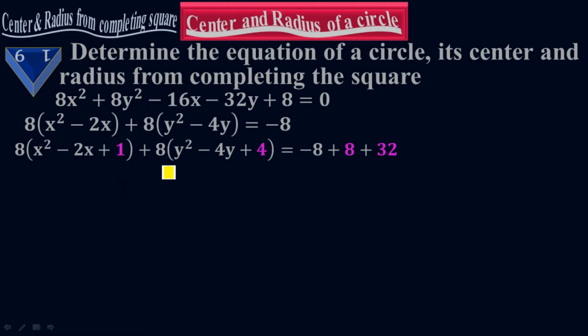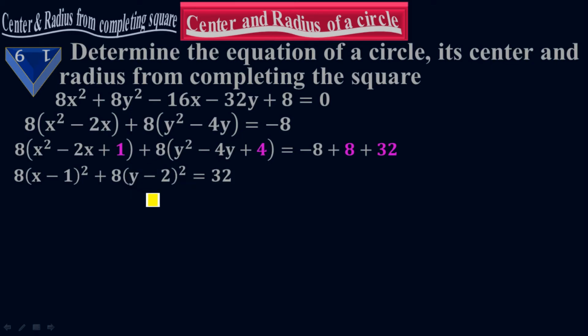So far we have done different types of equations to find the equation of the circle, center and radius by completing the square. Can I write the above expression in this form? 8 into x minus 1 to the whole square plus 8 into y minus 2 to the whole square equals 32. Because look, x squared minus 2x plus 1 is x minus 1 to the whole square. It is like the a minus b to the whole square formula. But what about y squared minus 4y plus 4?